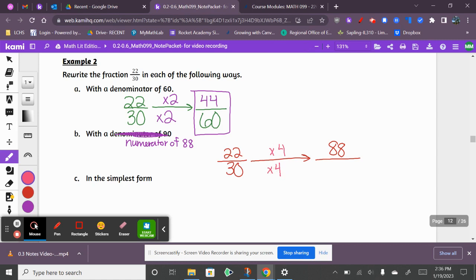So I want to do the same to the bottom. So 30 times 4 is 120. So as an equivalent fraction, that's what we get.